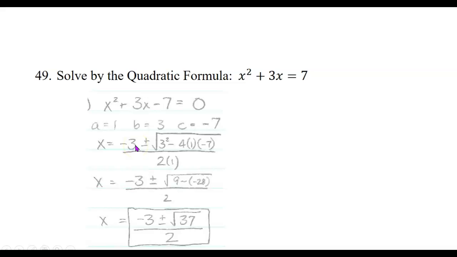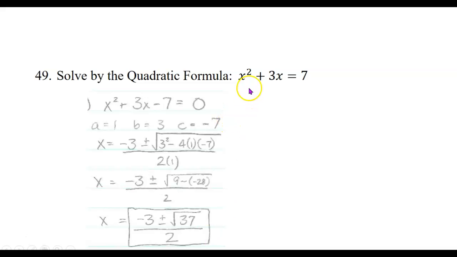so 2 times 1. Now 3 squared would be 9, 4 times 1 is 4, times negative 7 is negative 28, and then 9 minus negative 28 would be the same as 9 plus positive 28, which is 37. So we're looking at negative 3 plus or minus the square root of 37, all over 2. Now we can't really simplify that any further. 37 is not a perfect square. We can't really do anything with the square root of 37, except if you wanted a decimal approximation, you could plug this into your calculator. But if you want the exact answer, this is as far as we can go.